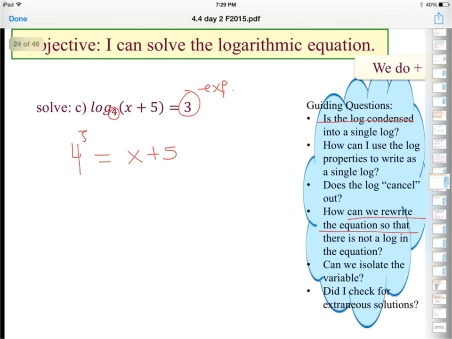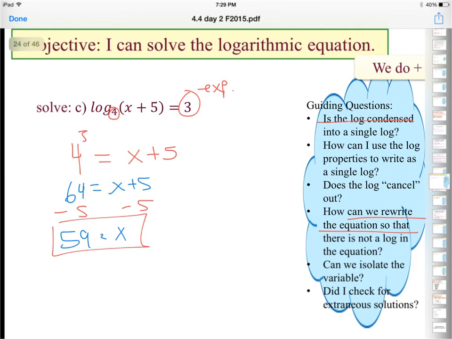So let's go ahead and simplify that. We've got 4 to the power 3, that's going to be 64 equals x plus 5, and we're at the last step: isolate x by subtracting 5 from both sides, and that's going to give us 59 equals x.